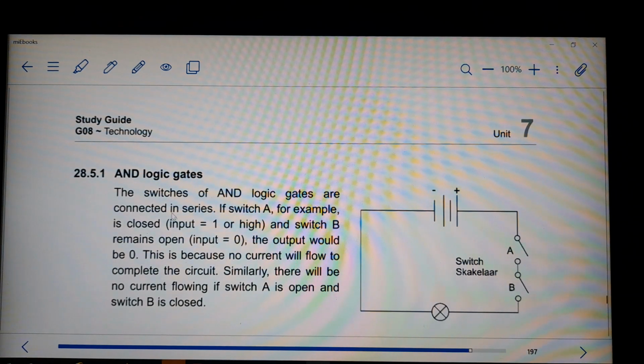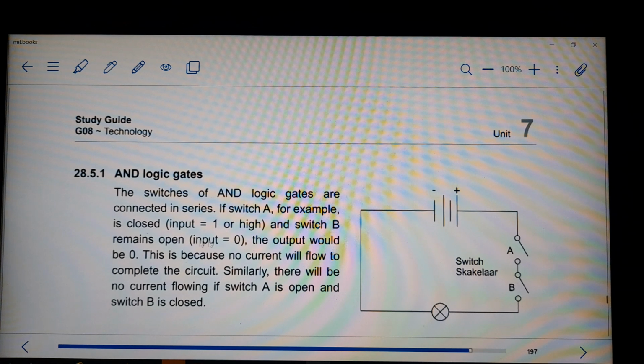Okay, so now we have different types of gates. We have the AND gate, and when you think of the AND gate, think of the light bulbs connected in series. The switches of an AND logic gate are connected in series as well. You see switch number 1, switch number 2. That is our input. The switches are our input in this case. For example, A is closed for input, which equals 1. We know that if the switch is closed, it is 1 because it is on.